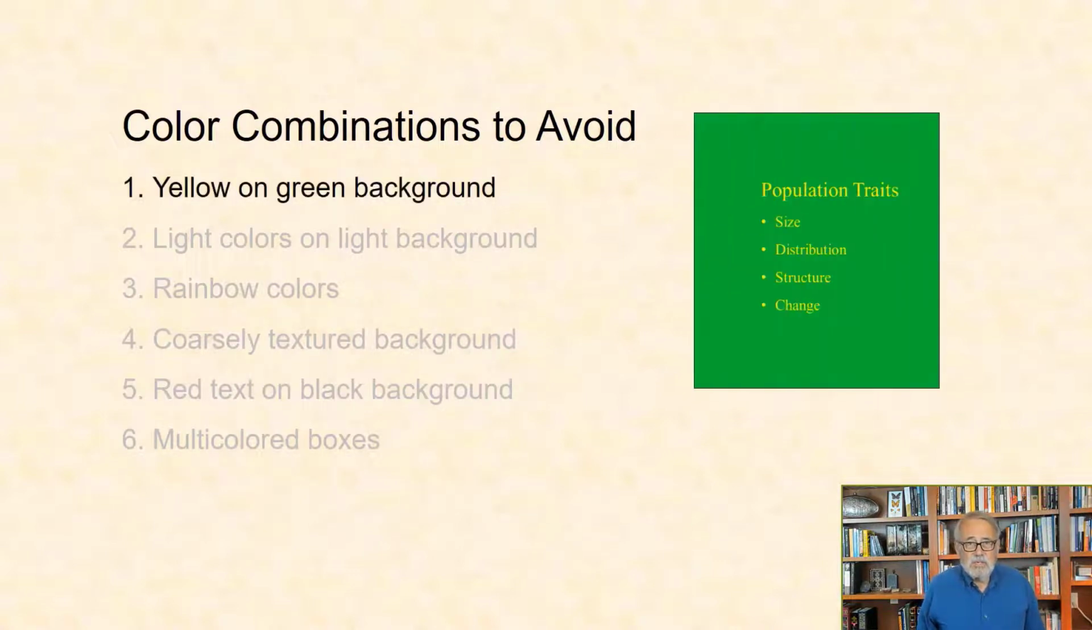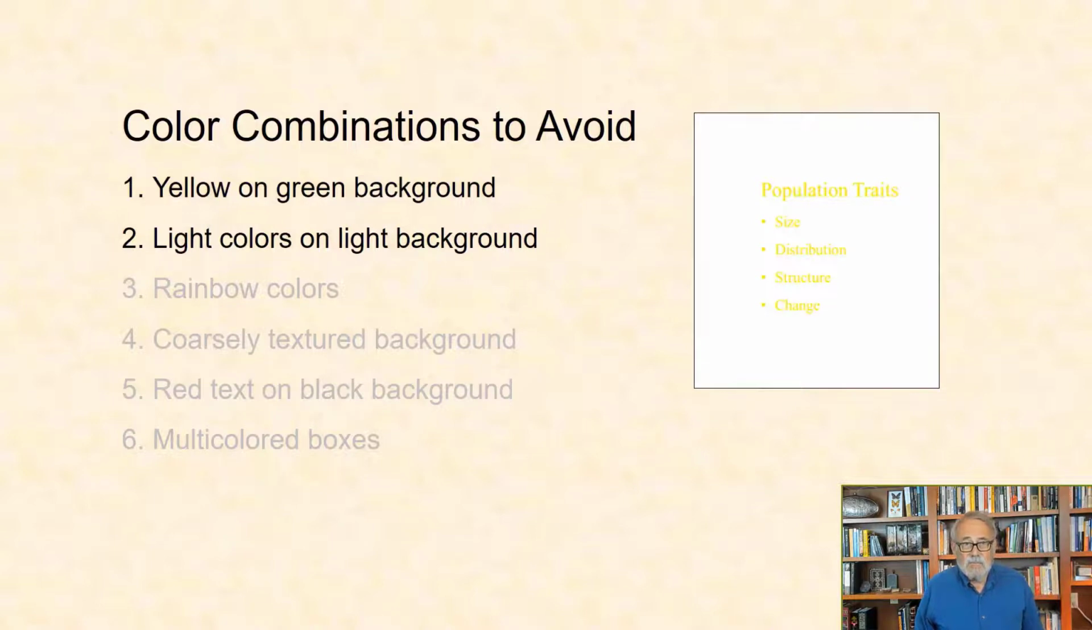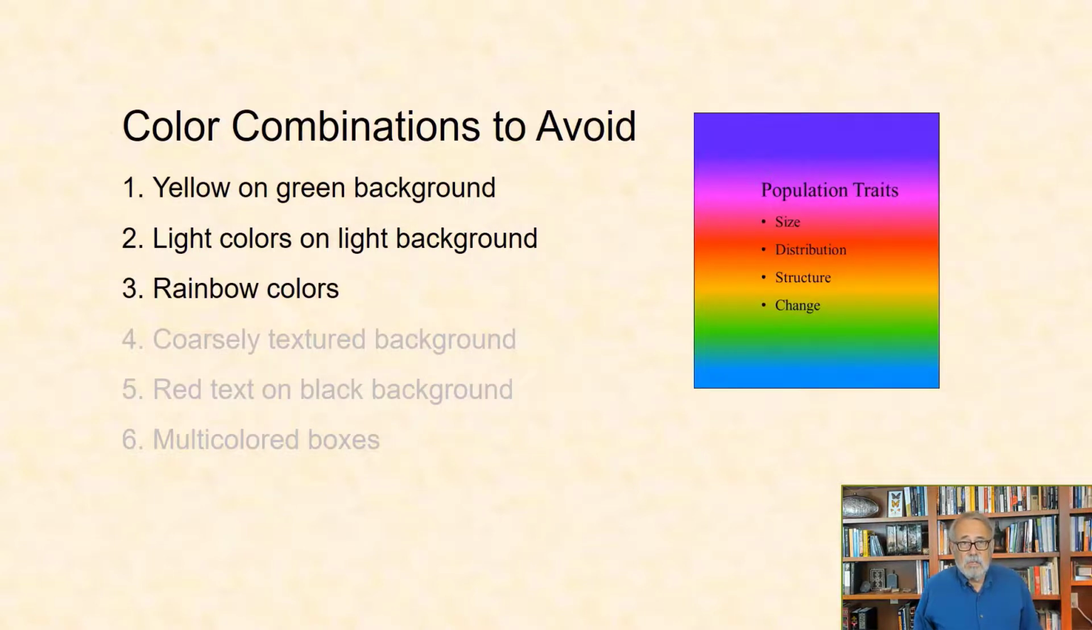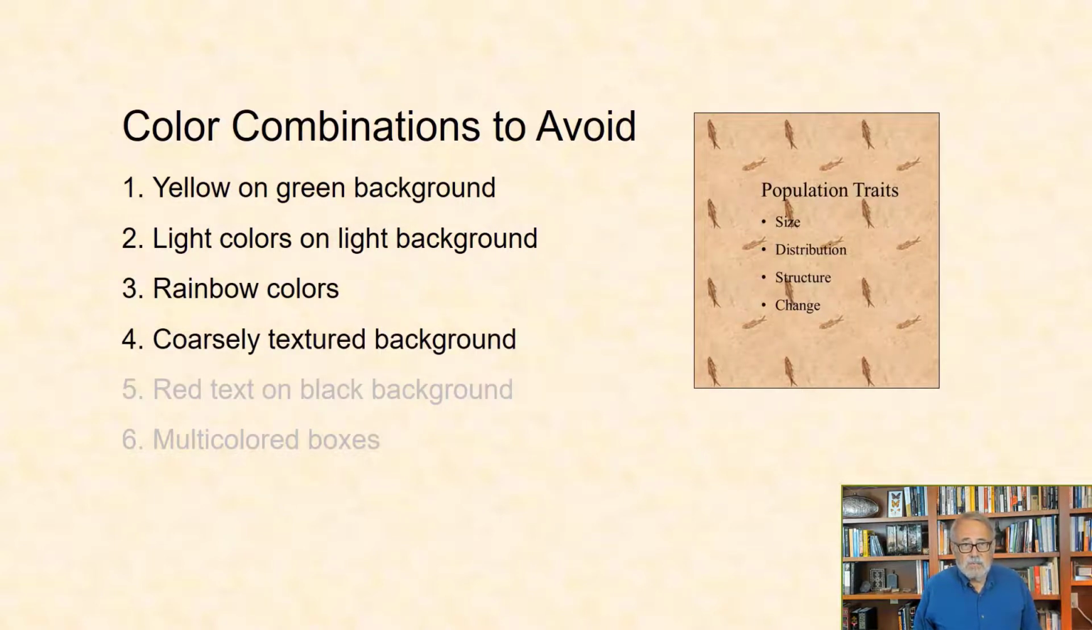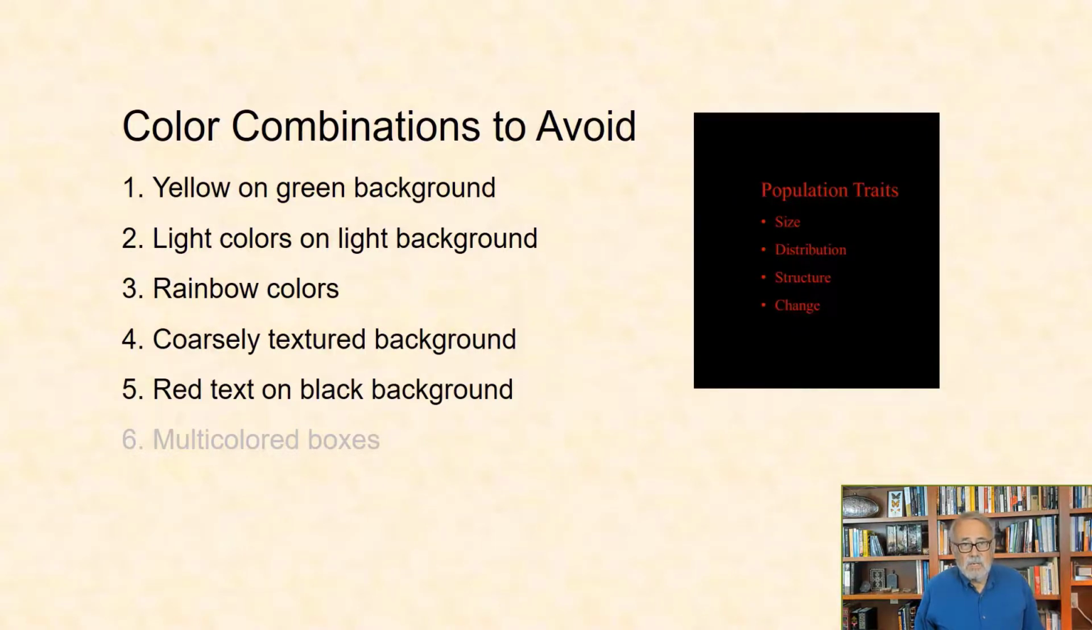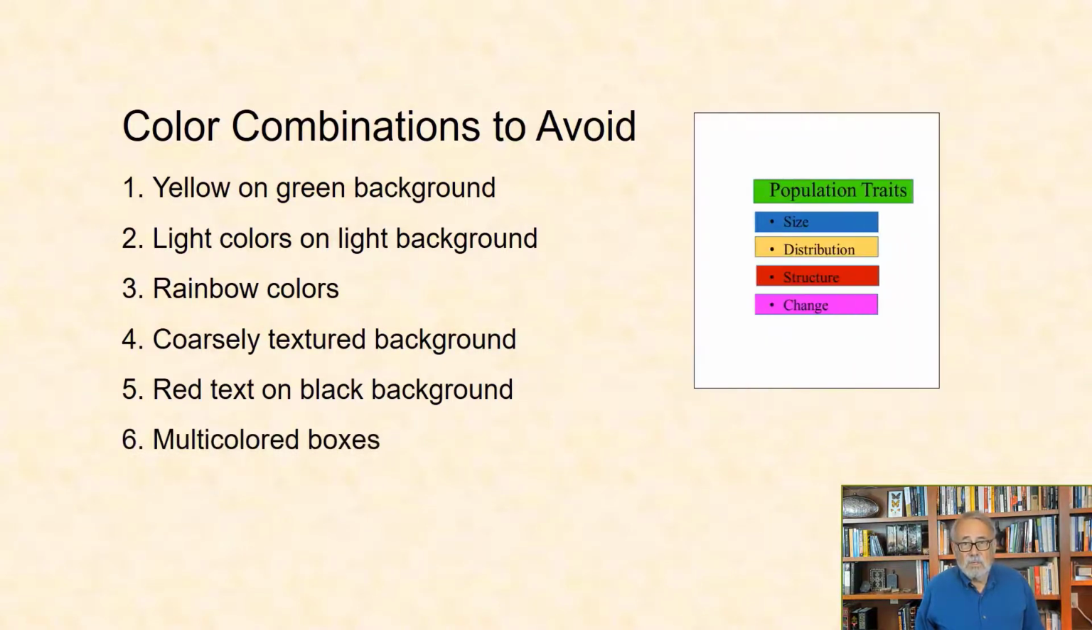These include yellow on a green background, light colors on a light background, rainbow colors, coarsely textured backgrounds, red text on black background, and multicolored boxes. These color combinations to avoid apply not just to presentation of text, as shown here, but also in the context of graphics and other types of schematics as well. This ends this module on color.